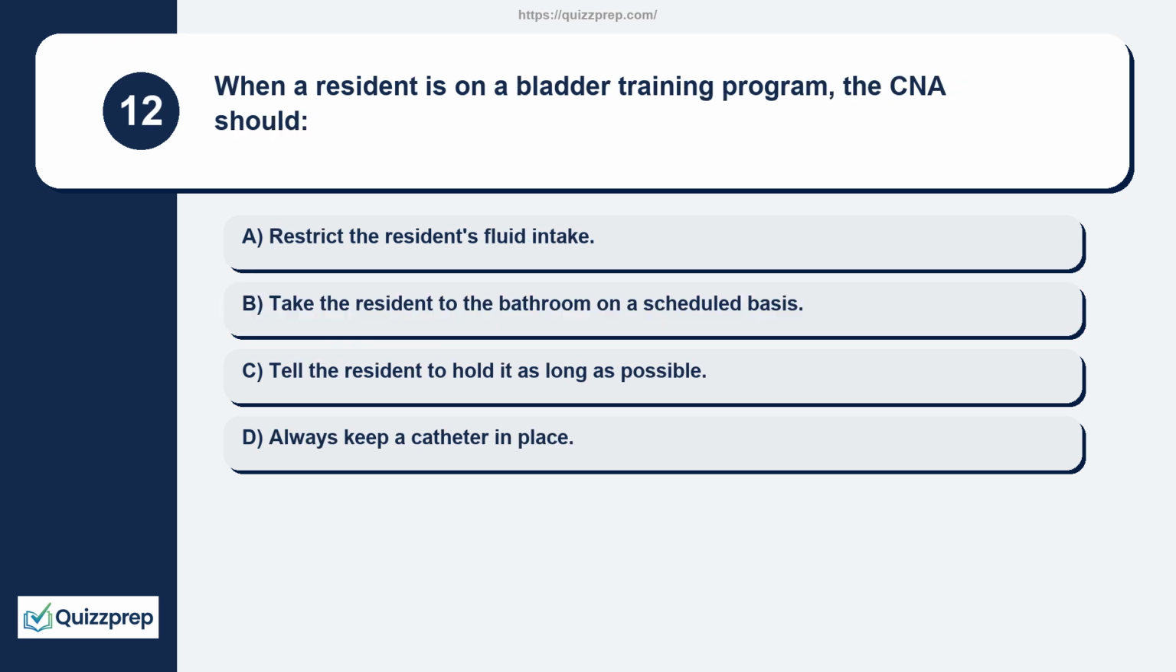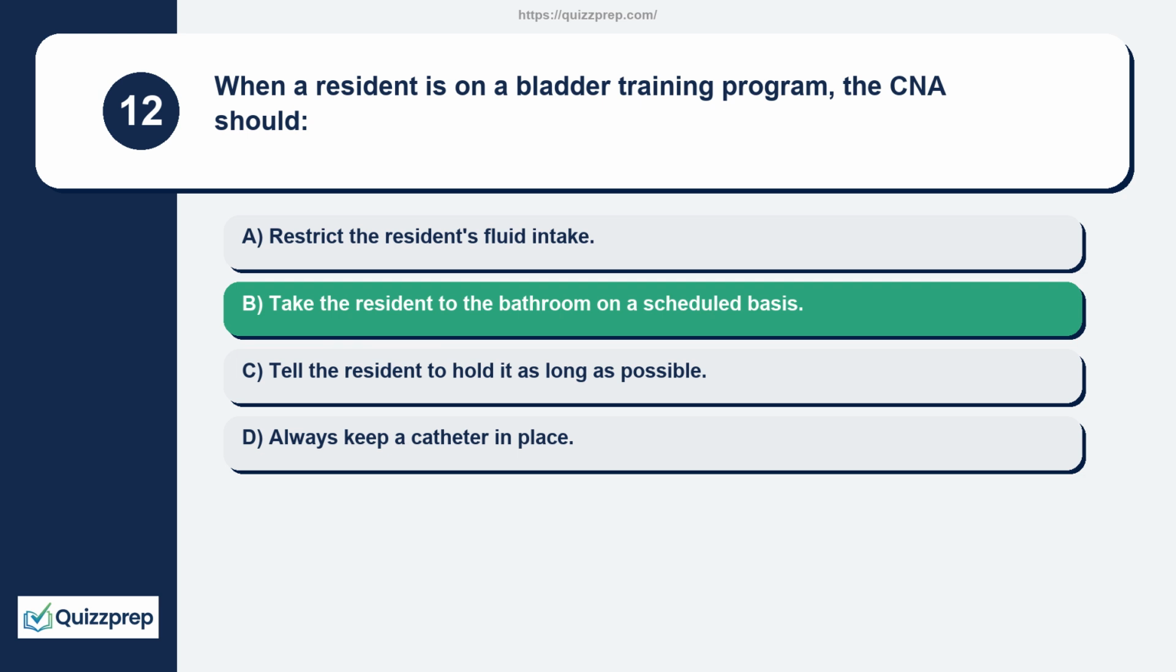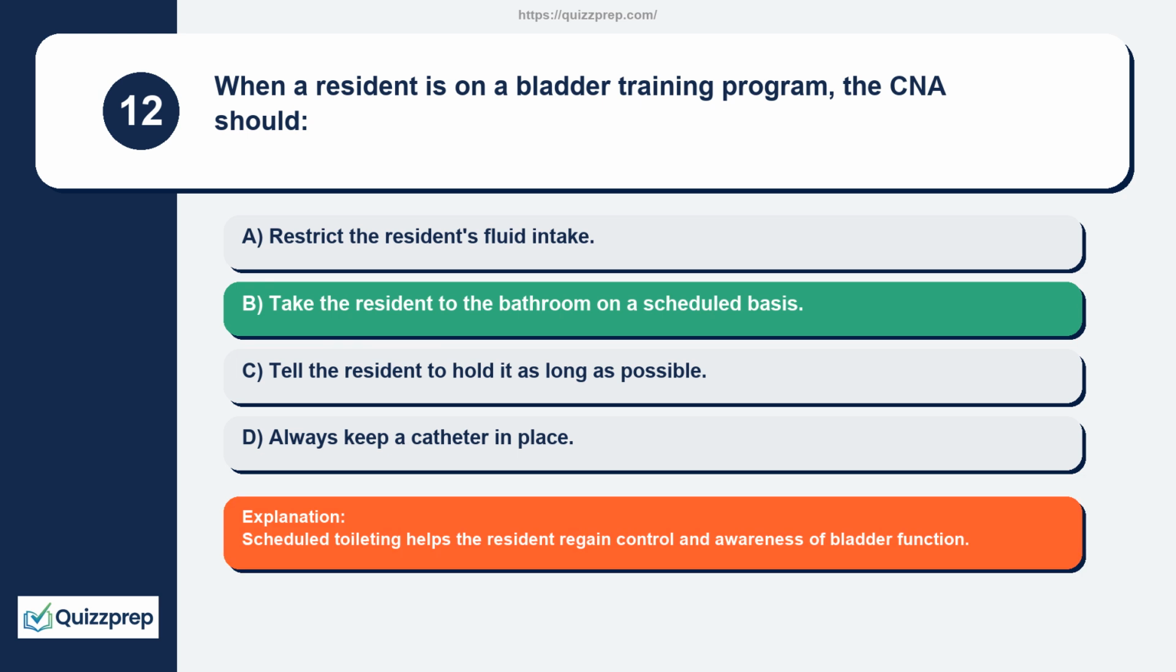Question 12. When a resident is on a bladder training program, the CNA should restrict the resident's fluid intake. Take the resident to the bathroom on a scheduled basis. Tell the resident to hold it as long as possible. Always keep a catheter in place. Scheduled toileting helps the resident regain control and awareness of bladder function.